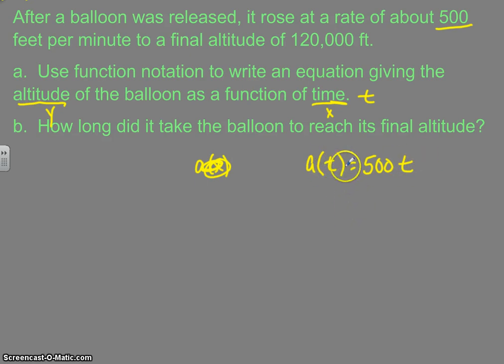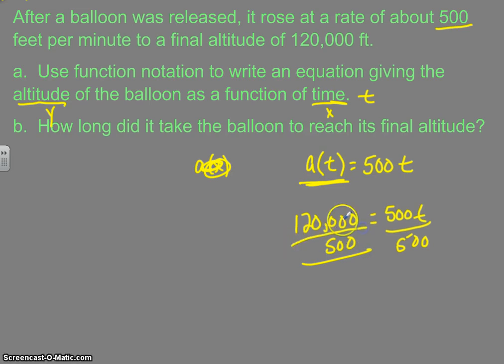How long did it take the balloon to reach its final altitude? Well, here's the final altitude. So the final altitude is not time, it's height. This is height, this is time. Okay, so we're replacing height or altitude with the final altitude here, and we find out what time is. Okay, then I would divide both sides by 500. We get rid of that.